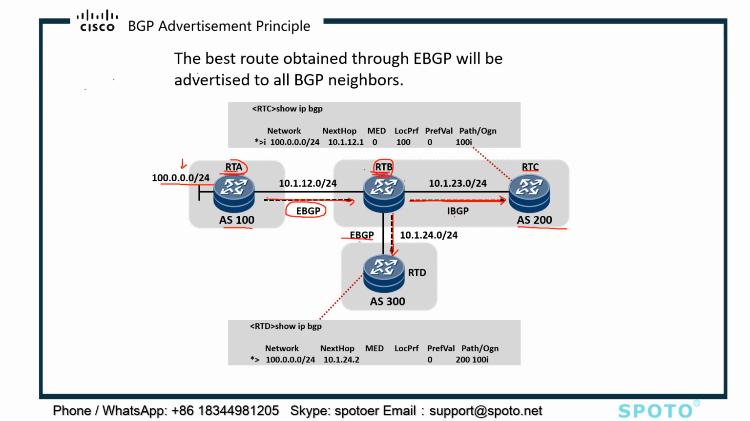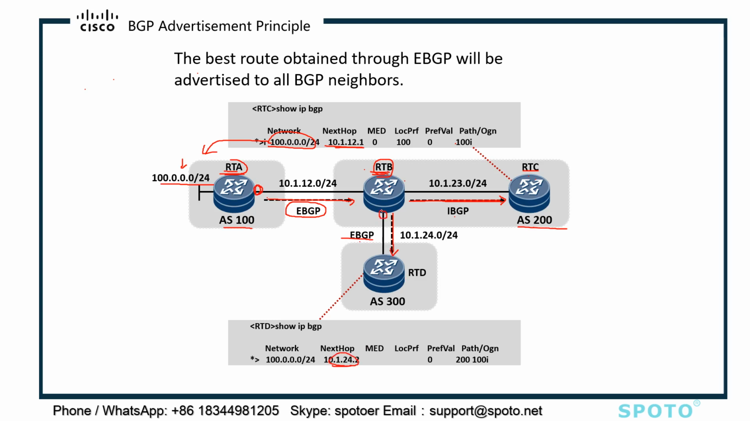From the BGP routing table, we can see RTB can learn this route from RTA. The next hop is RTA's interface. Sorry, it's RTA's interface. And the next one is when RTB sends it to RTD. So the next hop is this interface.